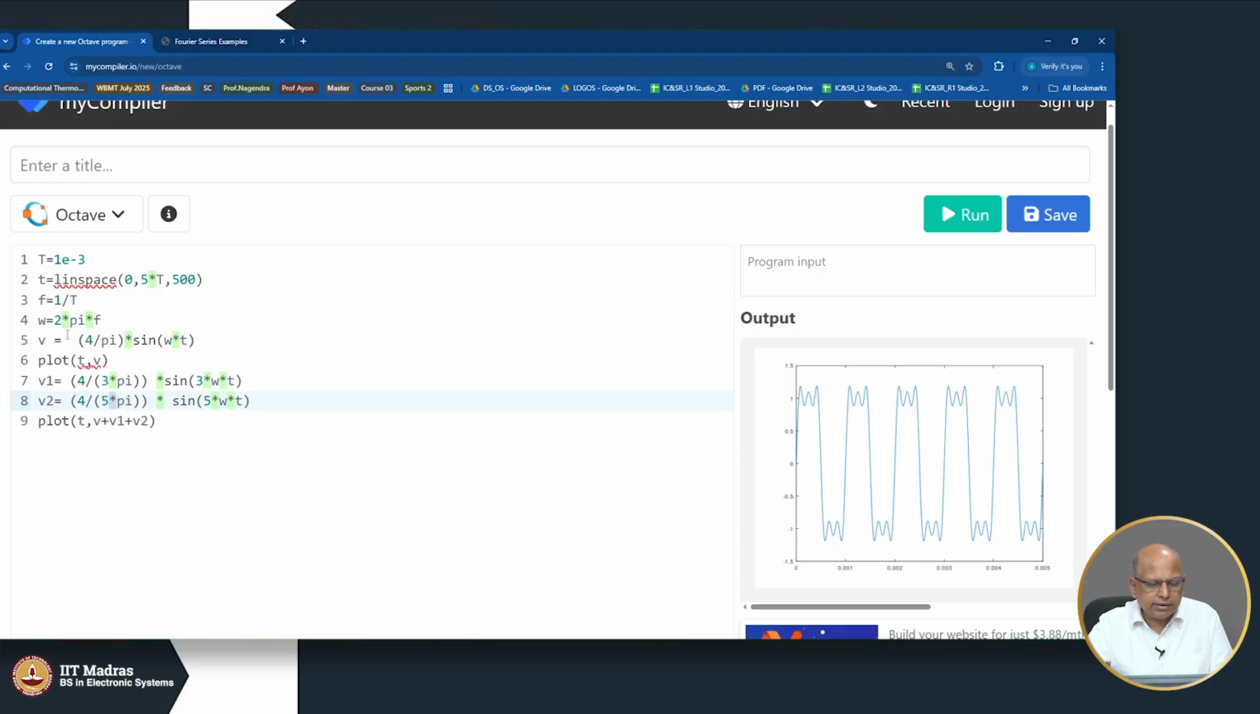Only thing is the amplitude will keep reducing. See, the amplitude of the main harmonic is 4 by pi, the other one is 4 by 3 pi, 4 by 5 pi, 4 by 7 pi. So, it will keep reducing, okay, and the resulting waveform will begin to look more and more like a square waveform.